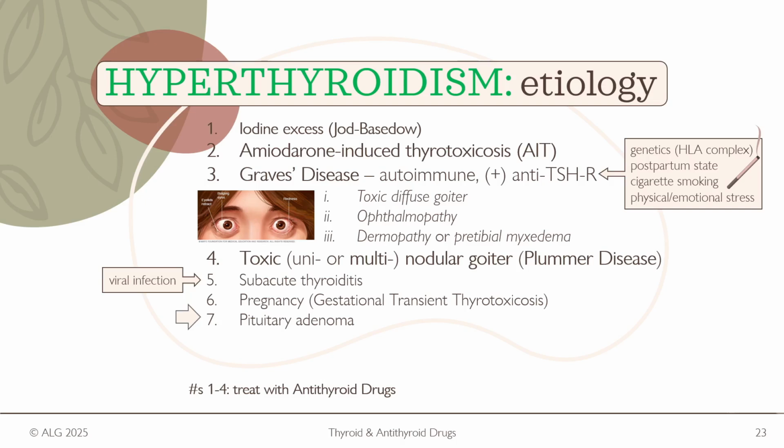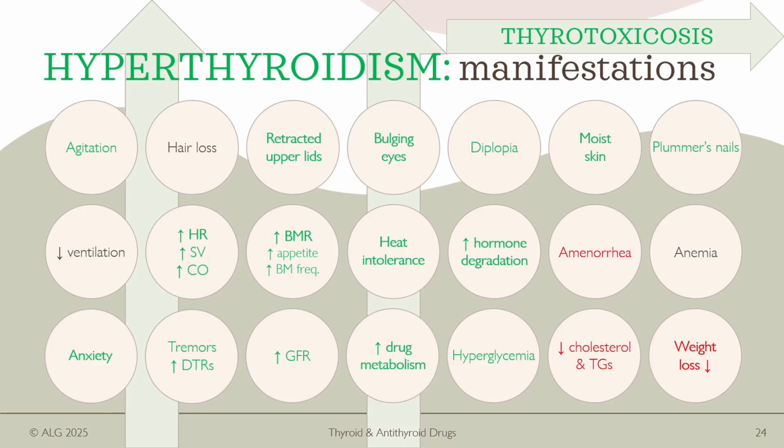Lastly, TSH-secreting pituitary adenoma is a rare cause of hyperthyroidism which resolves after surgical removal of the adenoma. Sometimes hyperthyroidism and thyrotoxicosis are used interchangeably, but they are not the same. Hyperthyroidism is characterized by the increased synthesis and secretion of thyroid hormones, whereas thyrotoxicosis is the clinical syndrome of excess circulating thyroid hormones.